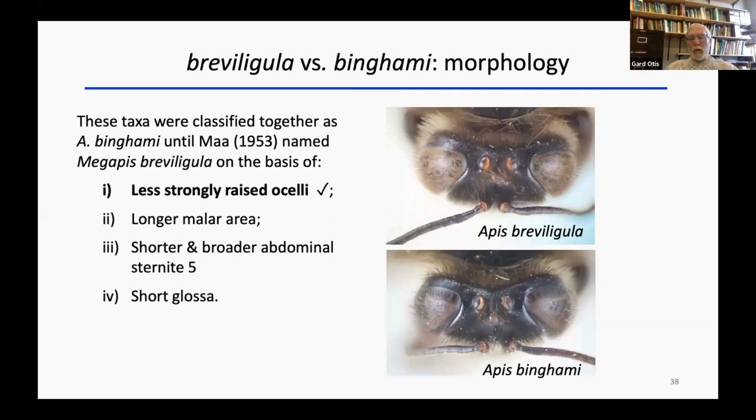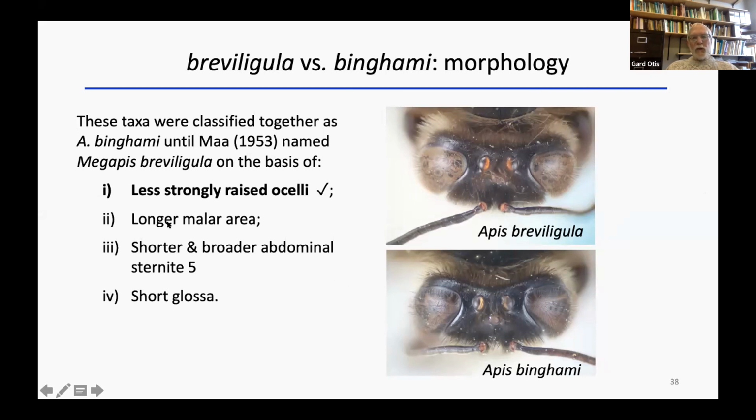Their color is almost identical. Ma, when he recognized Breviligula here at the top as a distinct species, based his description primarily on these 4 characteristics. And we're going to go through each of those.